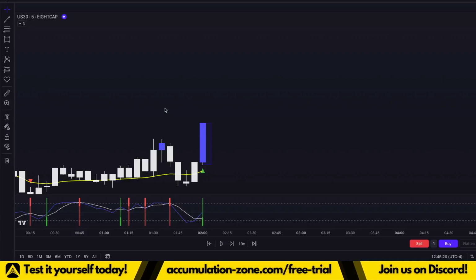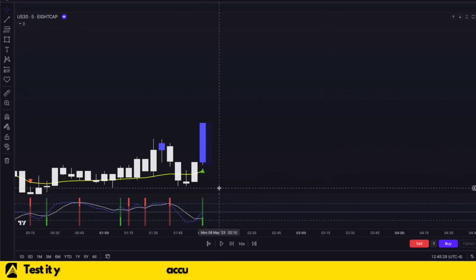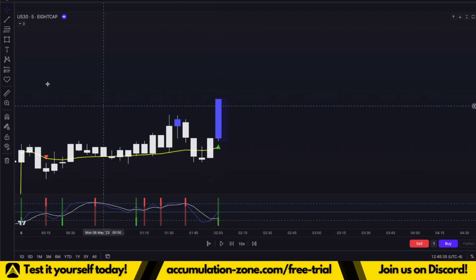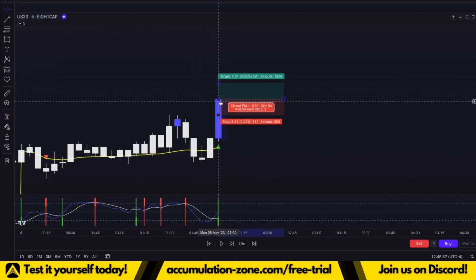Alright, now we're looking at our TradingView chart, US30 5-minute time frame. We've got all the important indicators on our chart, nothing else. On Monday's London session open, on that very first candle close, we have been triggered into a long entry. So we place our entry right here at the close and we place our stop loss.